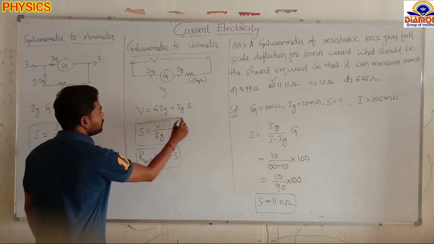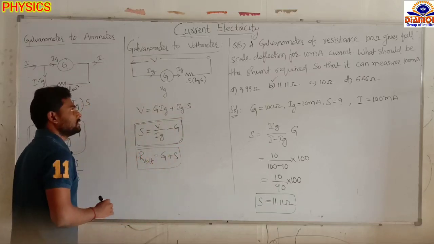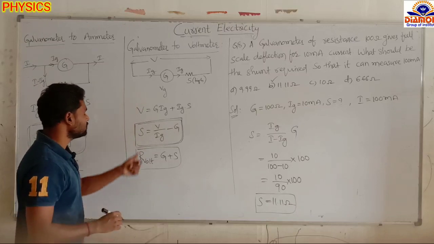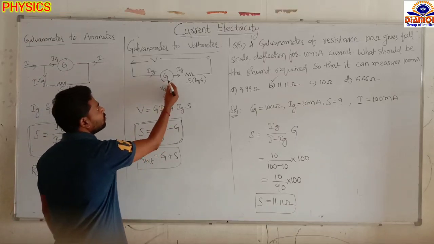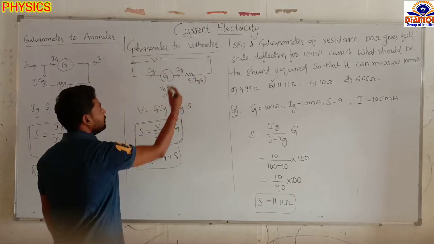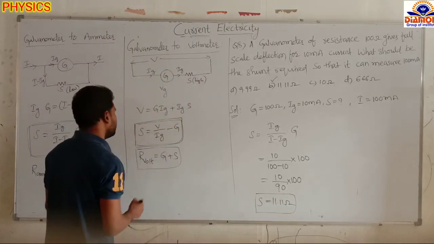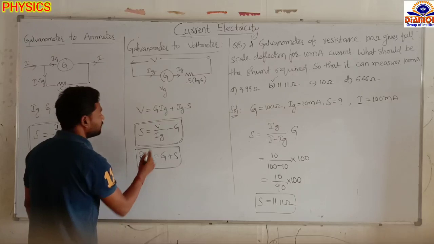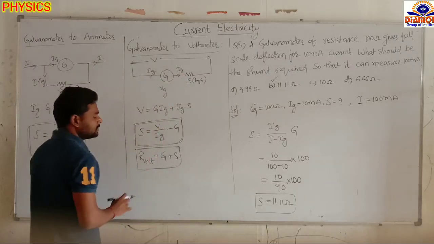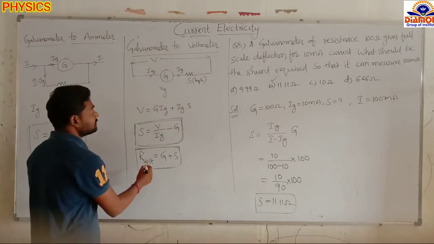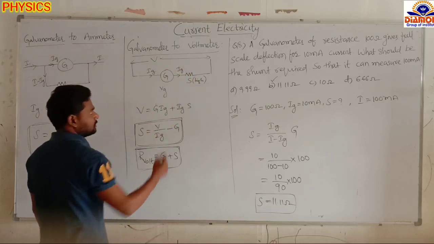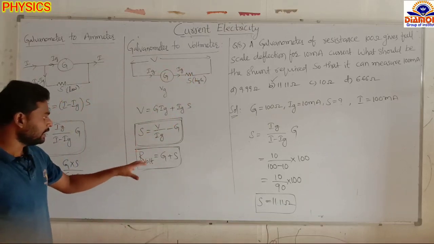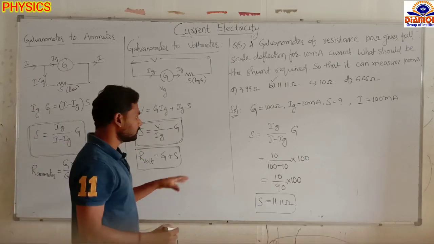Now how much resistance do we have to connect in series to protect this galvanometer? S equals V by Ig minus G. Remember this formula. Here the galvanometer and resistor are connected in series, and this setup works as a voltmeter. The resistance of the voltmeter is G plus S, connected in series. The voltmeter resistance is greater than the galvanometer resistance and greater than this series resistance. And the ideal voltmeter's resistance is infinity.